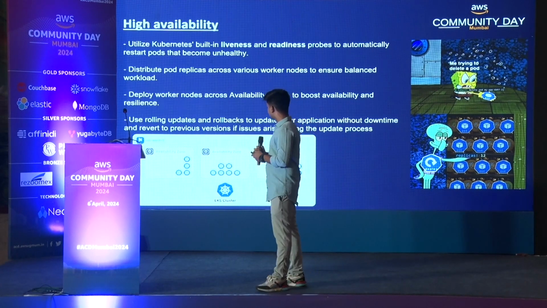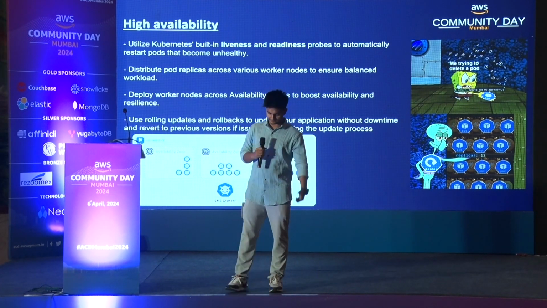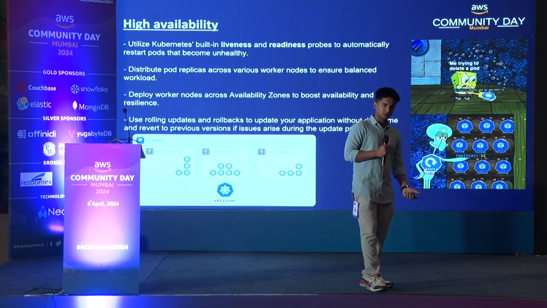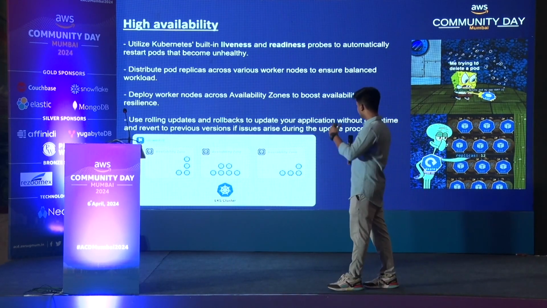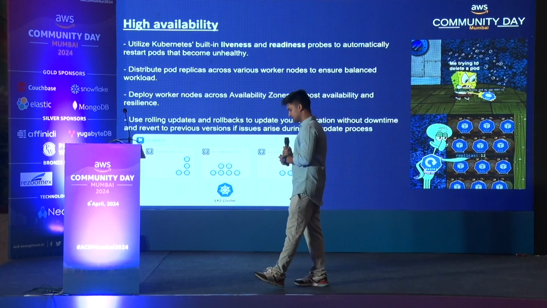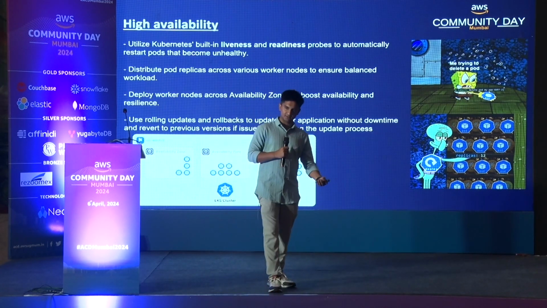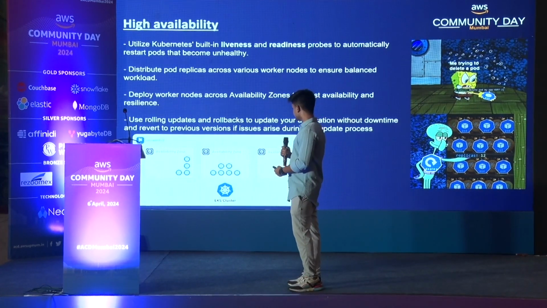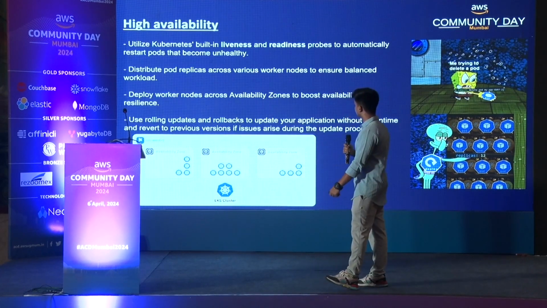Next is distributing your pod replicas across various nodes. The pod is the smallest unit in Kubernetes, and it is very common for a pod to go down or face issues. So make sure you always deploy your pods on different nodes, and you can do this by mentioning it inside your manifest files, specifying what node you want to use, or you can use affinity rules as well. This is something you can do to make sure your pods are highly available.